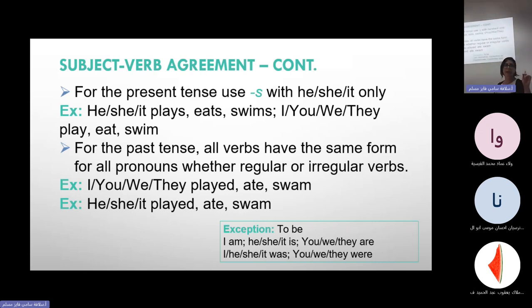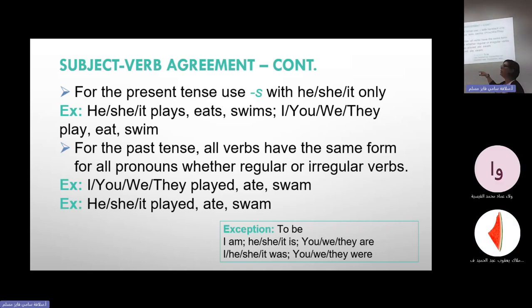Okay. We have an exception, which is the verb to be. Alright. So it's I am. It's not I were or I was, or I is or I are. Okay, it's I am. He, she, it is. You, we, they are. And in the past, I, he, she, it take was, and you, we, they were. This is the exception in the English language for subject-verb agreement. Okay.